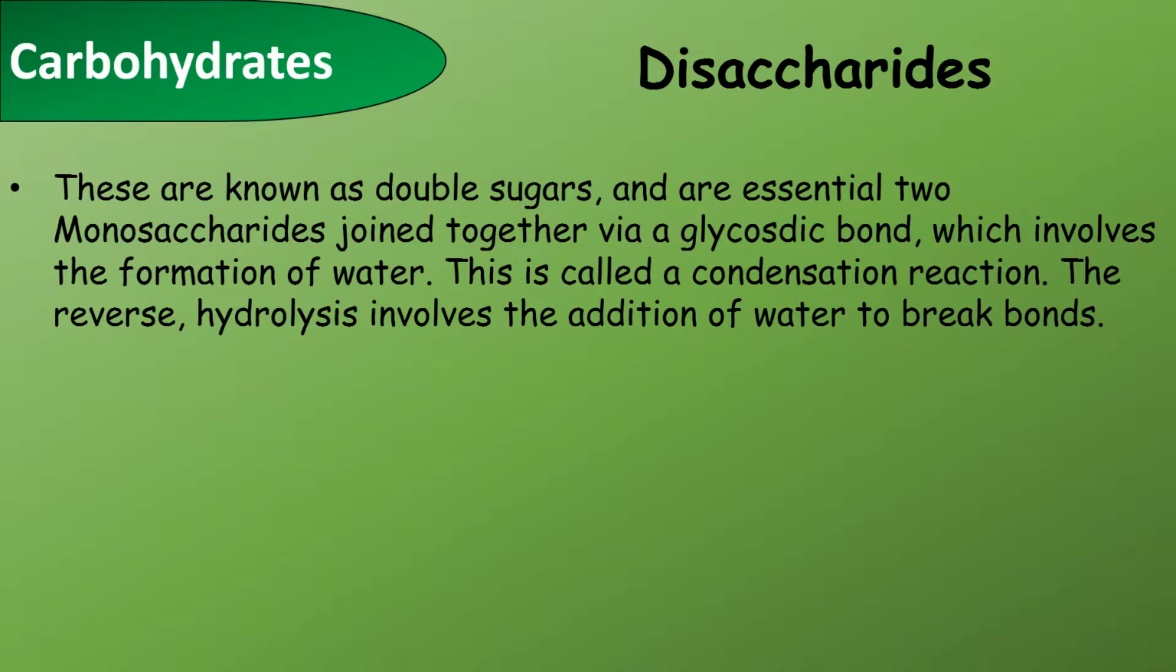Disaccharides are double sugars, essentially two monosaccharides joined together via a glycosidic bond, which involves the formation of water. This is called a condensation reaction. The reverse, which is hydrolysis, involves the addition of a water molecule to break the bond.